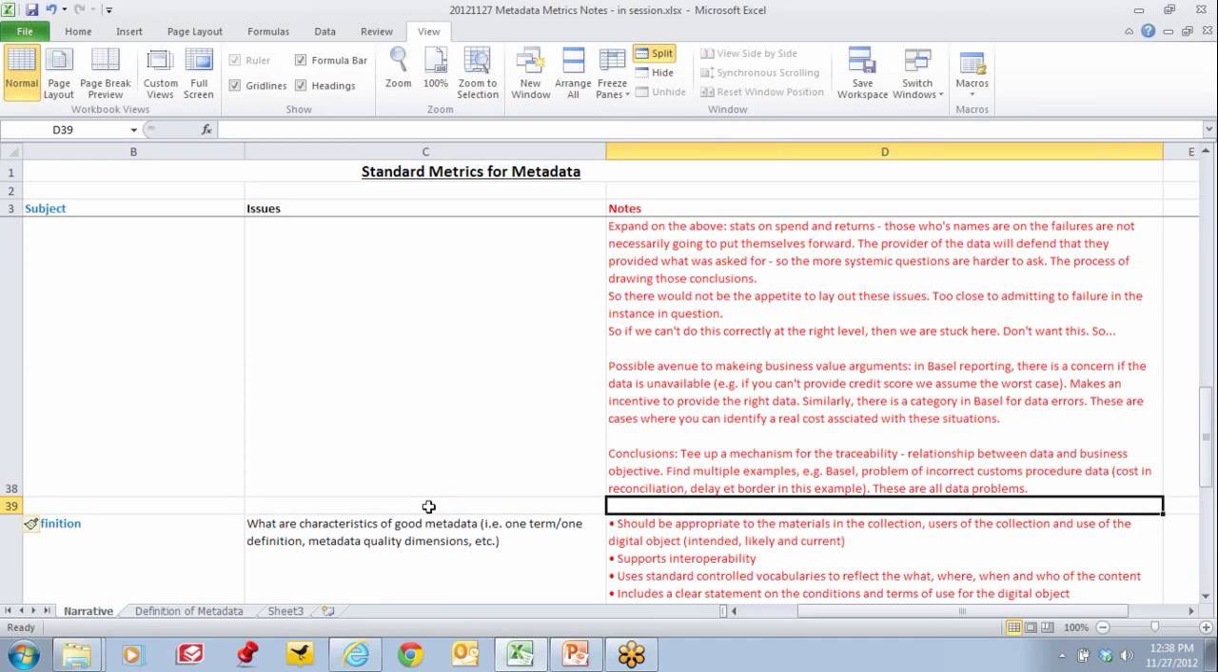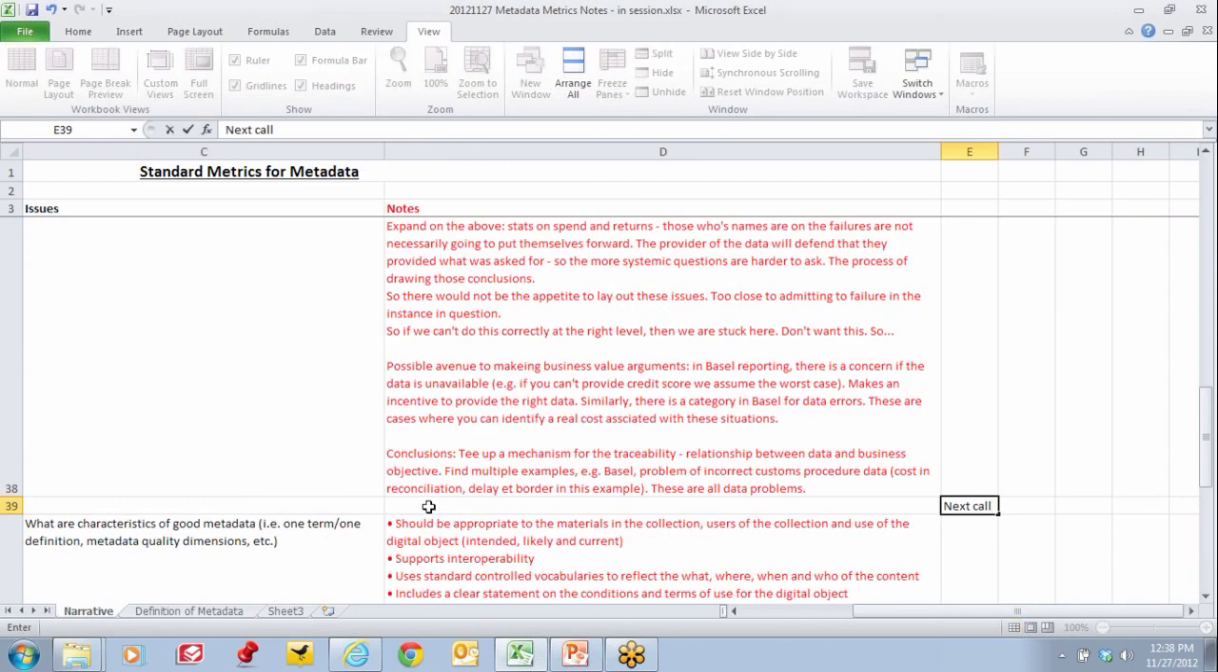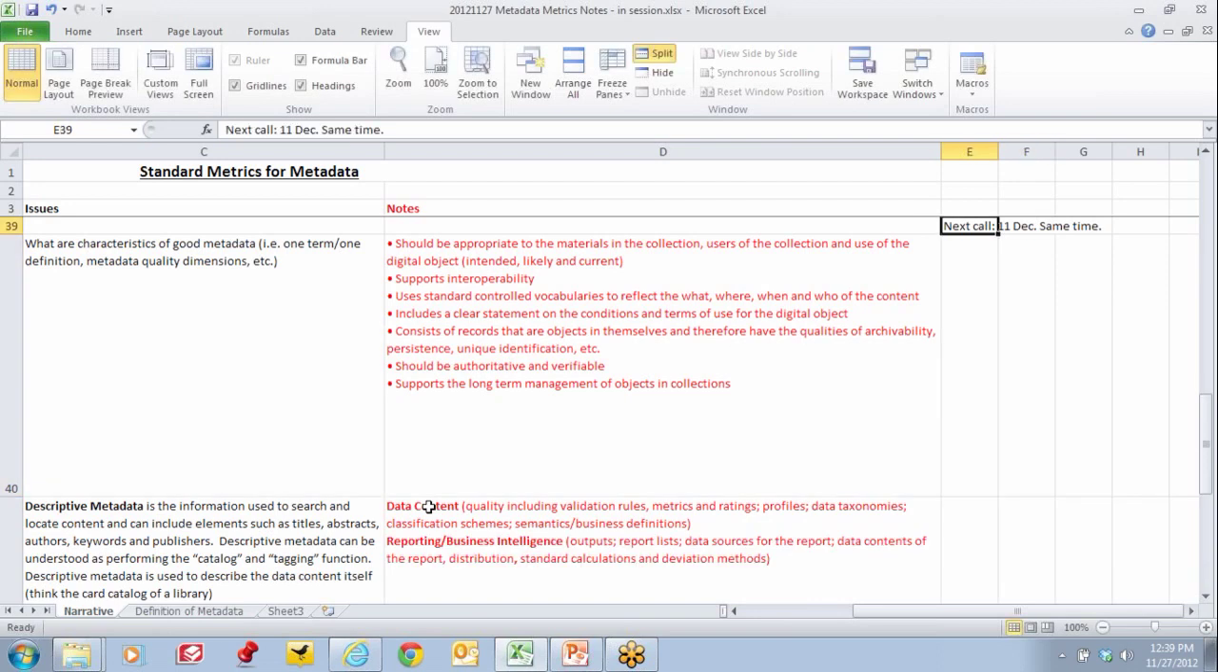But what I'm going to suggest we tee up is that the mechanism for the traceability that you just concluded with needs to be defined. How do we track the relationship between data and business objective in a real sense? And we need multiple examples, right? So the Basel compliance is one example.